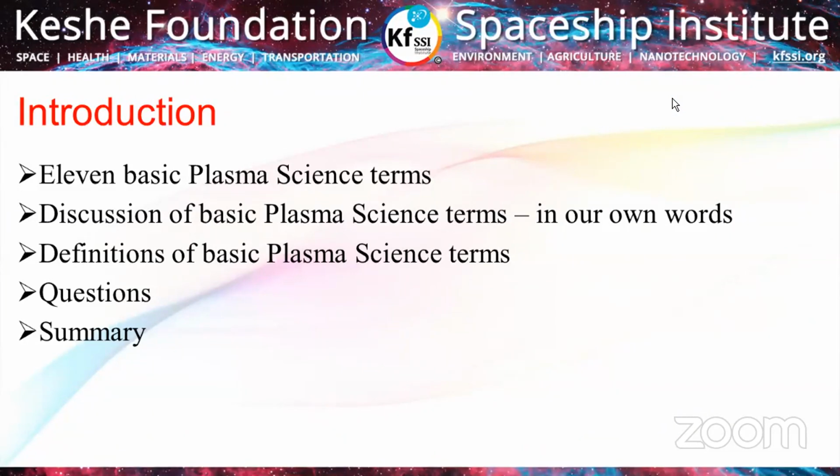So today I have 11 basic plasma science terms. Because plasma science is new, we need to understand these terms in order to understand the texts, and even discussions, because these terms come up quite often in presentations. So we'll discuss these plasma science terms in our own words first, and then we'll look at definitions of those terms. I'll have time for questions and a summary of what we'll cover today.